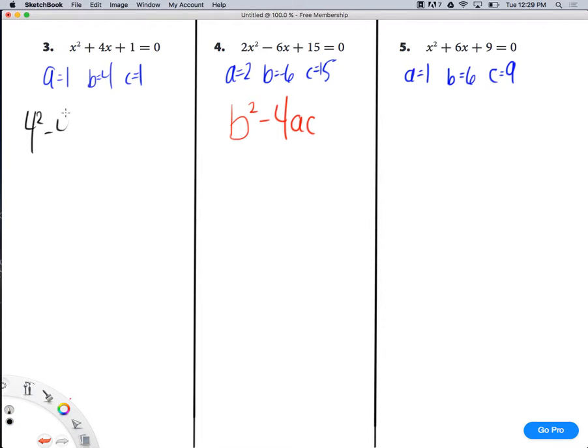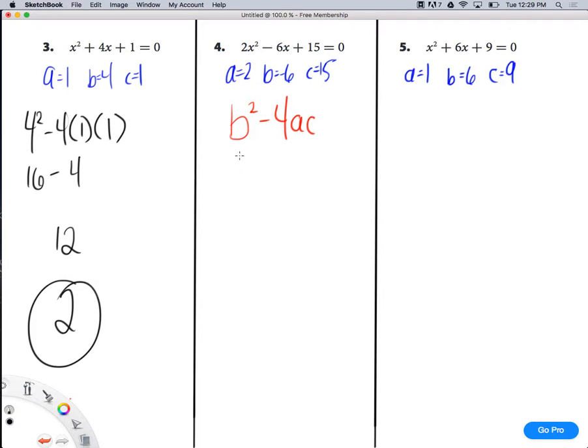4 squared minus 4 times 1 times 1. 4 squared is 16, minus 4 times 1 is just 4, so this is 12. This is a positive number. How many solutions does it have? 2. Okay. This one I've got negative 6 squared minus 4 times a is 2 times c is 15.